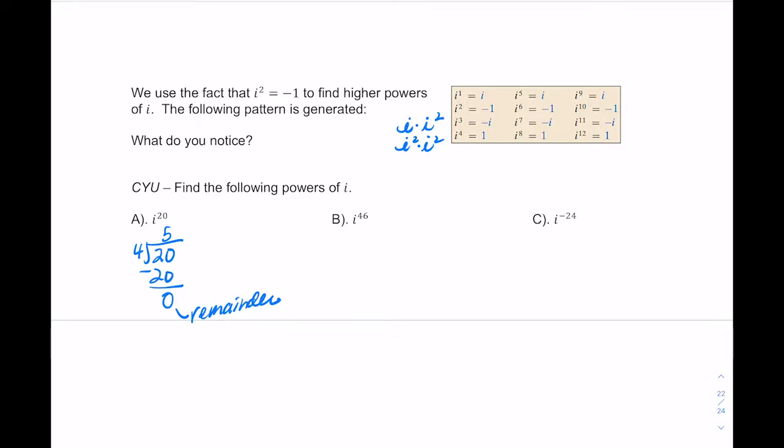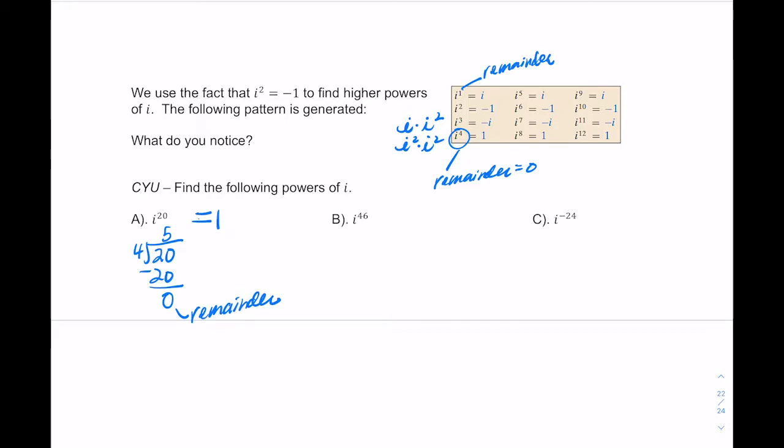So each of these powers, think of them as the remainder. If you have a remainder of 1, the answer is going to be i. If you have a remainder of 2, the answer is negative 1. If you have a remainder of 3, you would have negative i. If you're dividing by 4, the highest remainder you can have is 3. So think of this as remainder 0. Anytime you have a remainder of 0, the answer will be 1. So here, i to the 20th, since we have a remainder of 0, would just be equal to 1.